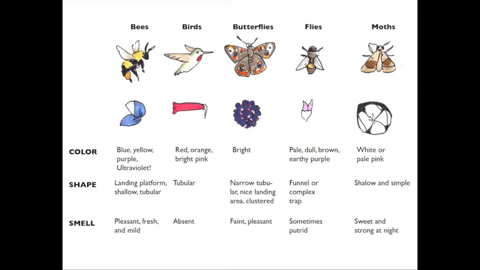Flies are really important pollinators, and they are often attracted to pale or earthy flowers that not many other pollinators would be attracted to. And often these flowers have sort of complicated funnels or trap-like structures, and often maybe putrid smells that flies are attracted to, because we all know what flies like. Moths are also important pollinators, and they pollinate at night. And so the flowers that they are attracted to are white or pale and often very, very fragrant because that is how they're able to find them in the dark.